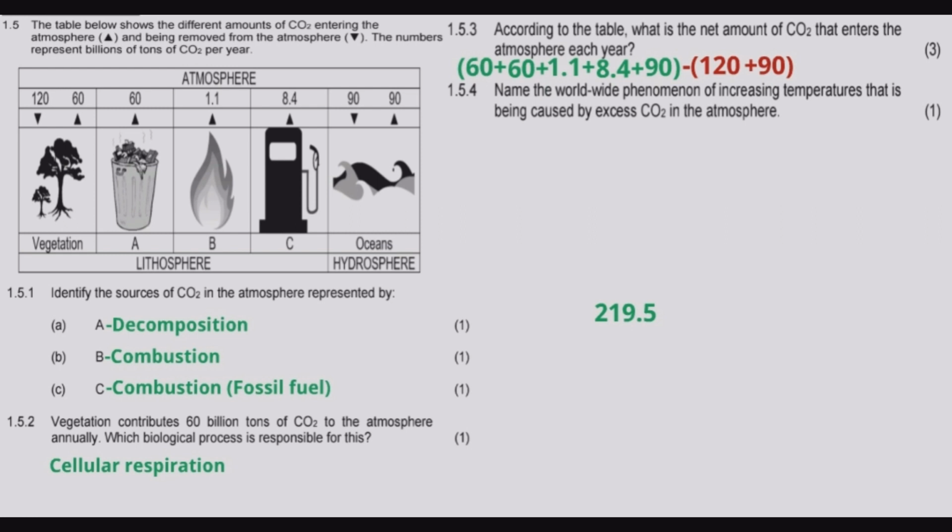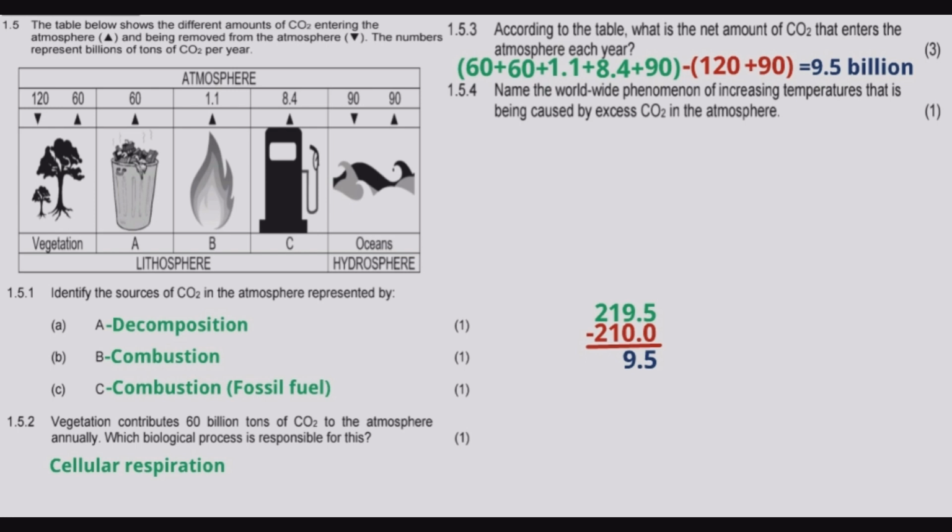Then when we add 120 plus 90 will give us 210 billion tons of carbon dioxide. Then when we find the difference, 219.5 minus 210, it will give us 9.5 billion tons of carbon dioxide. So 9.5 billion tons of carbon dioxide is the net of carbon dioxide that goes into the atmosphere.